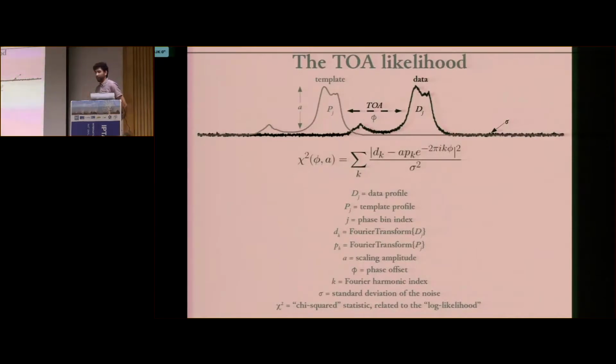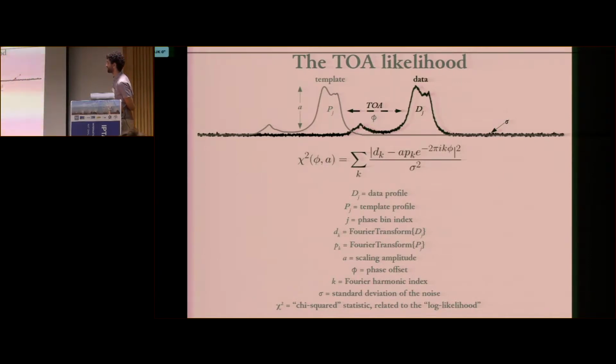Okay, so some nitty gritty about how this is done. Same little graphic here. We're putting it in a bit of a mathematical form. So D sub j is the data profile, and you have an integer number of phase bins, and that phase bin is indexed by j. And the template, which is the model for the shape of this thing, is called P. But you actually want to do this in the Fourier domain for reasons I won't discuss in detail. So D sub k and P sub k are the Fourier transforms of that thing. And A is the scaling amplitude.